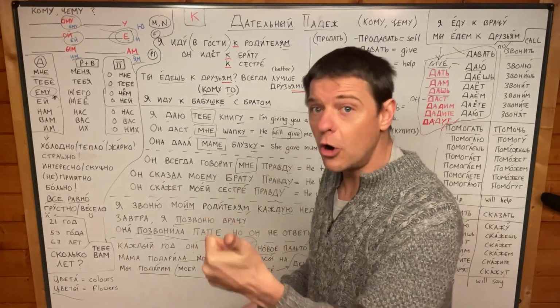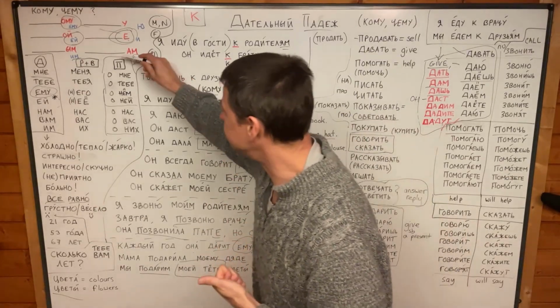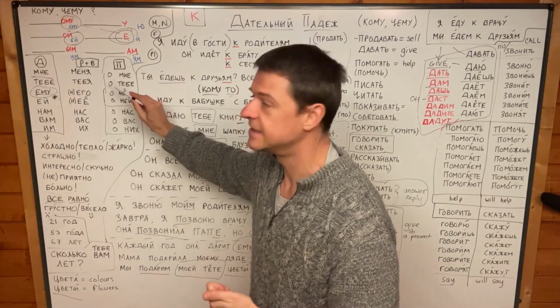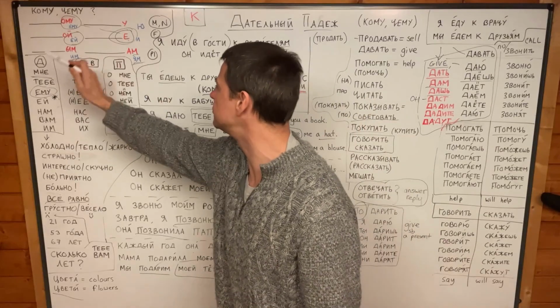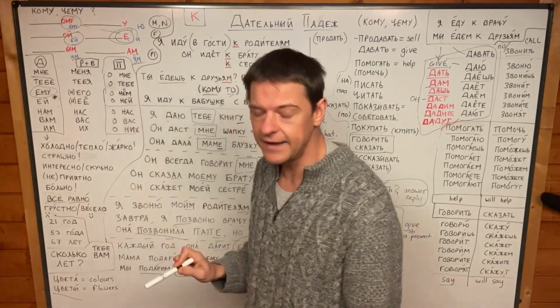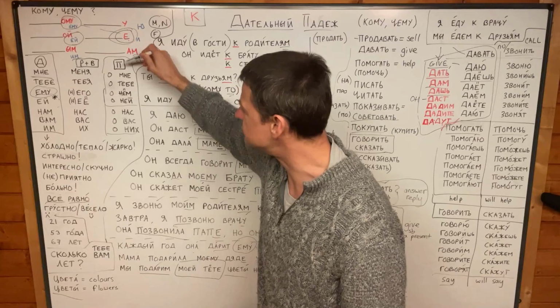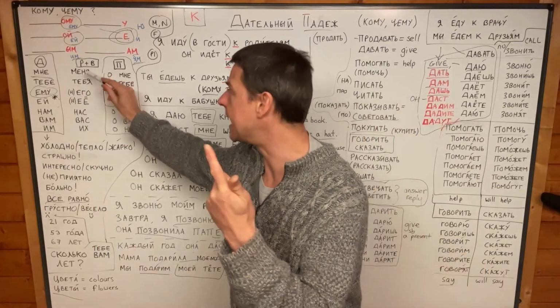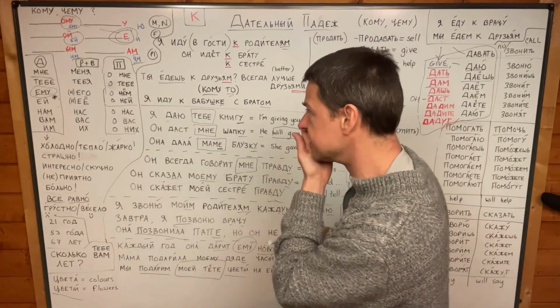And after о, about, it's prepositional, which is why it's called предложный падеж. If you want to say he's thinking about me, it's он думает обо мне. Yeah, this is me in the prepositional case. You remember that меня is me in genitive or accusative.